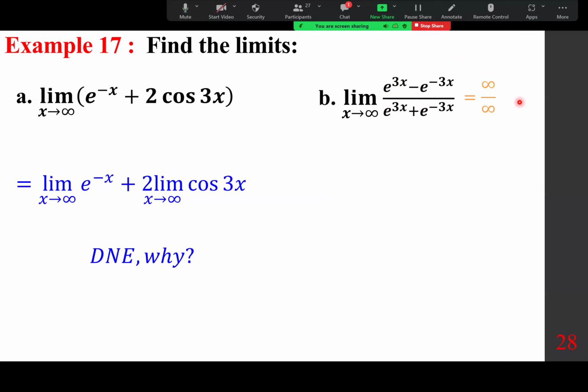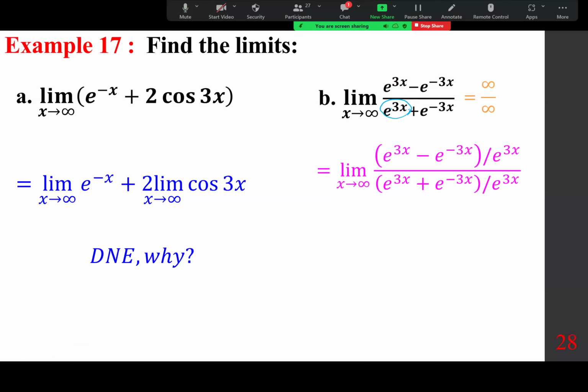And so the technique is to divide by the highest value in the denominator, and I hope you recognize that as e to the power of 3x. So divide everything by e to the power of 3x. What happens? This divided by this is 1, this divided by this is 1. But what about this one? I hope you see that you get e to the power of minus 6x for these two cases.